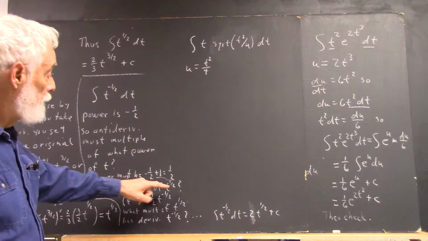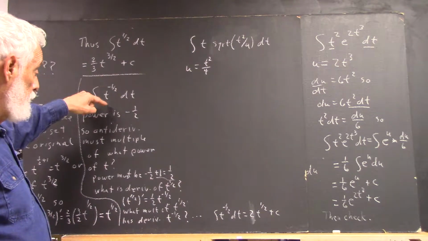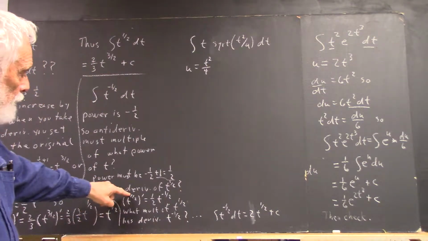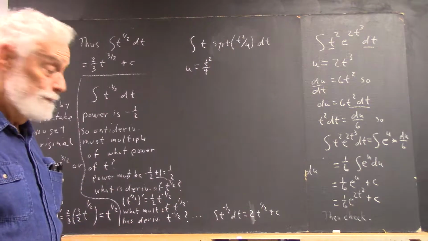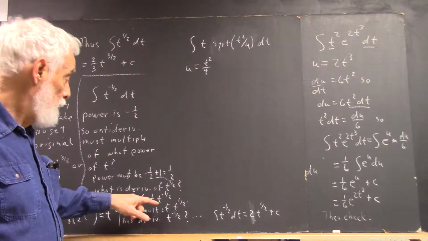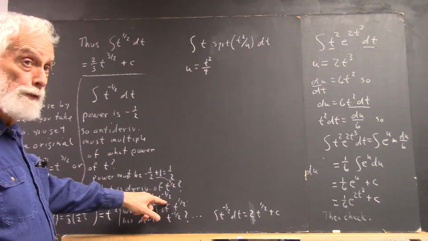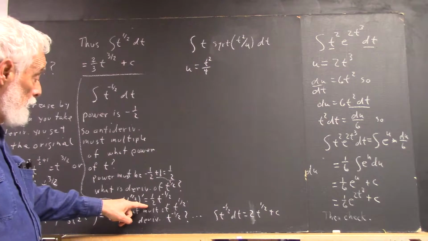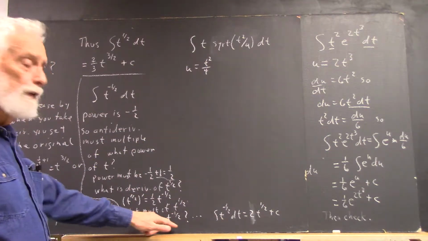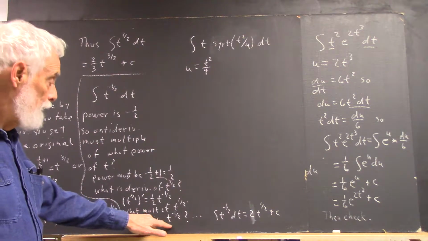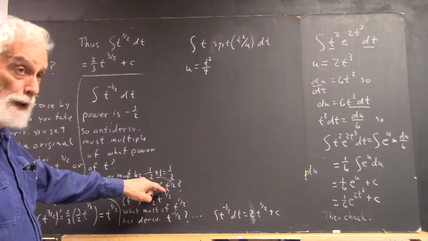But what is the derivative of t to the 1/2? Is it t to the negative 1/2? Well, no. If you take the derivative of t to the 1/2, you get 1/2 t to the negative 1/2. And that's progress because you have the right power of t, but you have that 1/2 there. And all that means is, well, what multiple of t to the 1/2 do you have to take the derivative of to get t to the negative 1/2? If you take the derivative of t to the 1/2, you only get half of t to the negative 1/2.